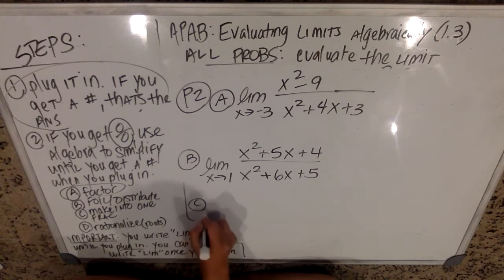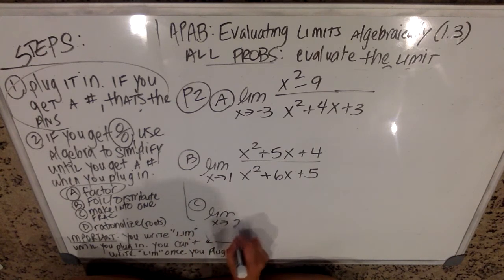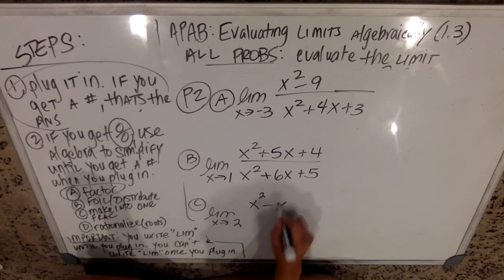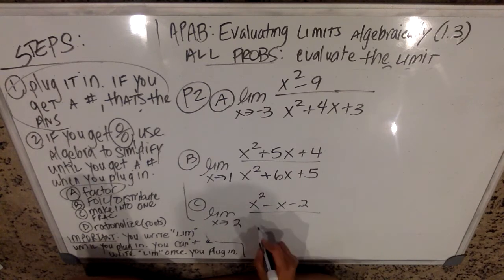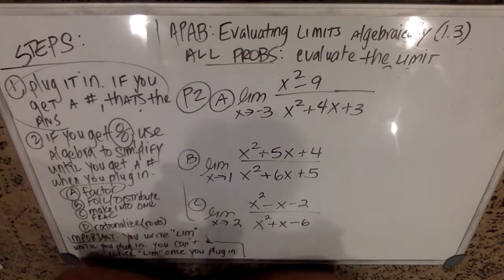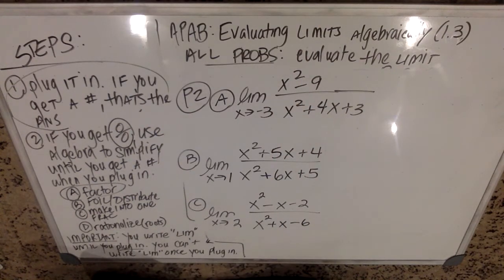And then for C, let's do the limit as x approaches 2 of x squared minus x minus 2 over x squared minus x minus 6. No, I lied. Plus x minus 6. All right, cool. I think I stand by that.